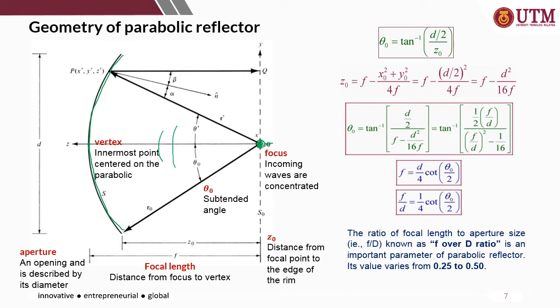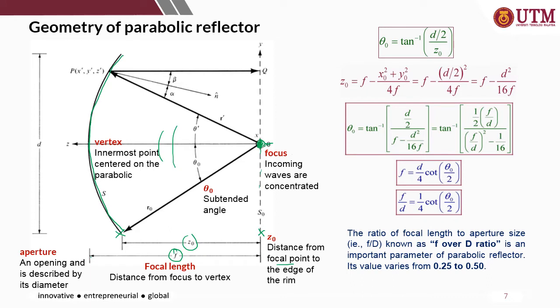Right, so the distance between the focus point here to the vertex is known as focal length. So F represents the focal length, the distance between the focus point and the vertex. Okay, and the Z0 is the distance from the focal point, the focus, to the edge of the rim. So the edge of the rim here, to this point, so it is Z0.